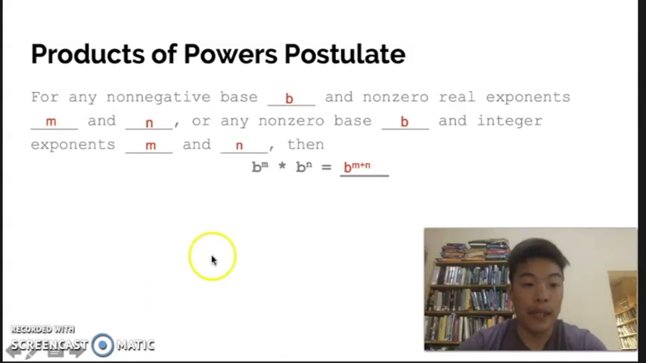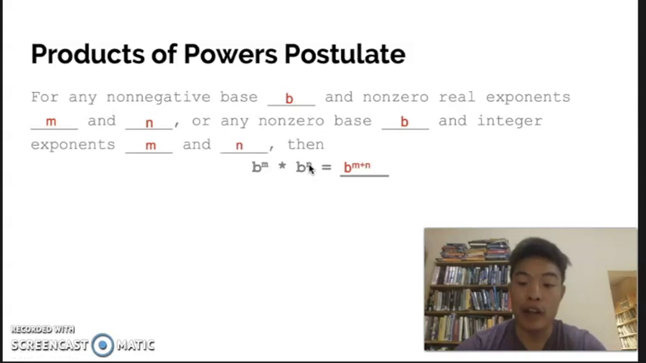The variable b, as we see here, represents the base value. Note, for the product of powers postulate to be true, the base value, the b variable, needs to be the same for each term you are multiplying. So for example, you can only multiply 2 squared multiplied by 2 cubed. The base b for that example would be 2. The variables m and n represent the values of the powers to which the base values are raised.